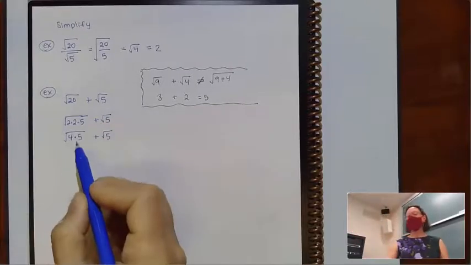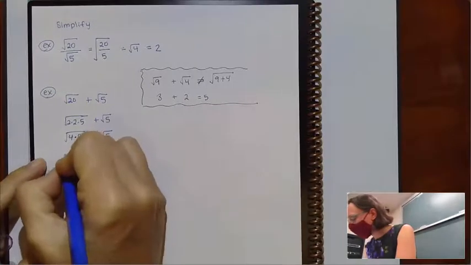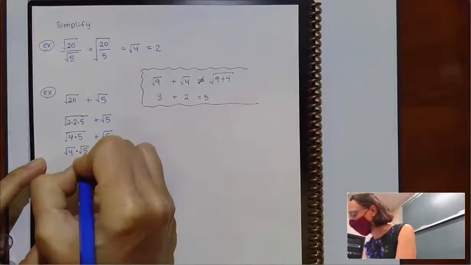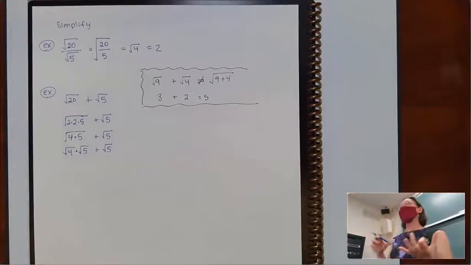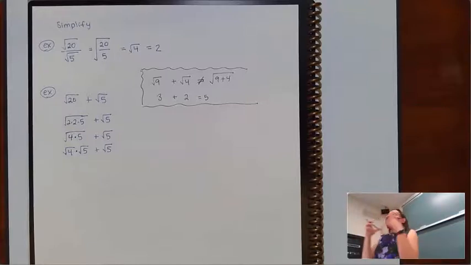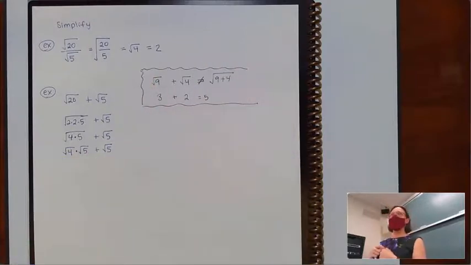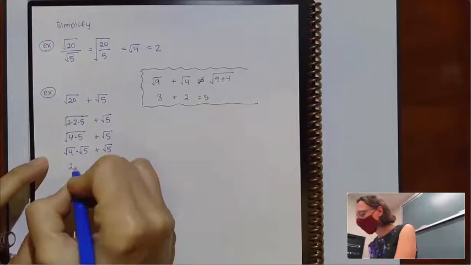And then because I have two things multiplied together under that radical, I can break that apart as the square root of 4 times the square root of 5. So when I have multiplication or division, I can stick those together under the same radical. But when I have addition or subtraction, I can't do much with them at all. Now I can say that the square root of 4 is equal to 2.